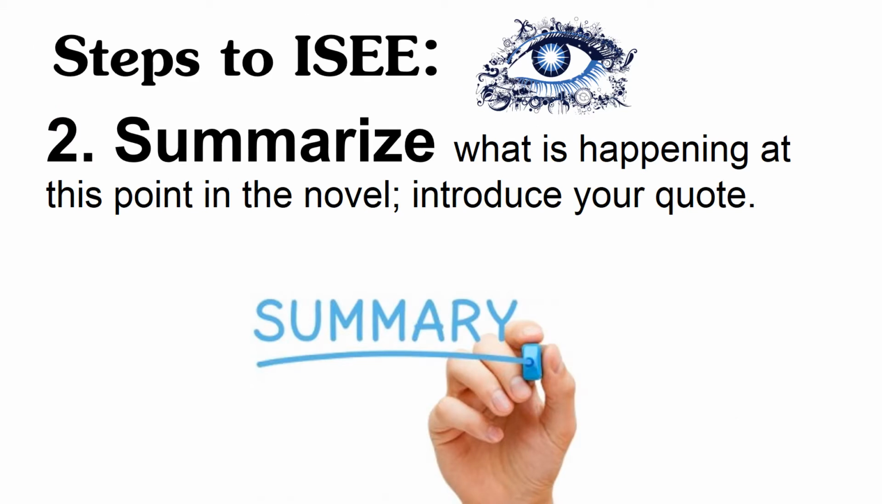So step two, summarize what is happening at this point in the novel and introduce your quote. And so basically it's kind of a one sentence thing to get your reader to the point of understanding what your quote's going to be. And it's almost like a way to introduce your quote. Remember, there's no lonely quotes. You don't leave them alone in a paragraph. You don't just plop them in, right? Start with your own words, and this will help you do that, okay?